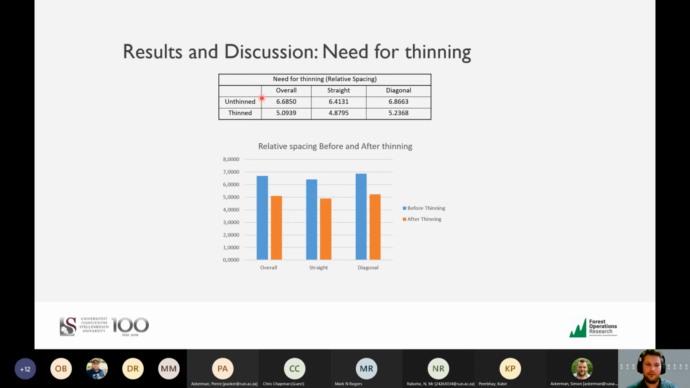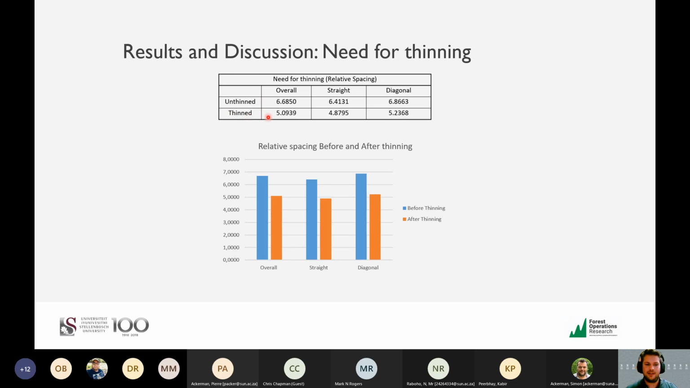These relative density numbers were calculated, and as seen, overall the relative density of the before thinning plots for all of the treatment plots is about 6.68. And from literature, we can see that if the relative density is above 6, it means that the stands are fully stocked, and thus a thinning is indeed needed.